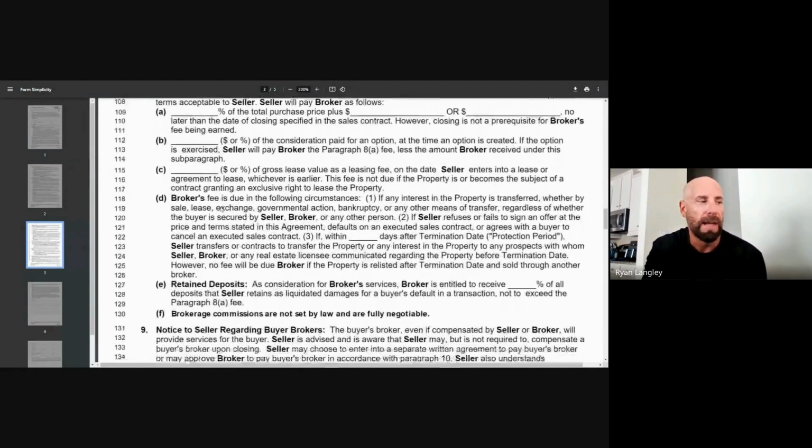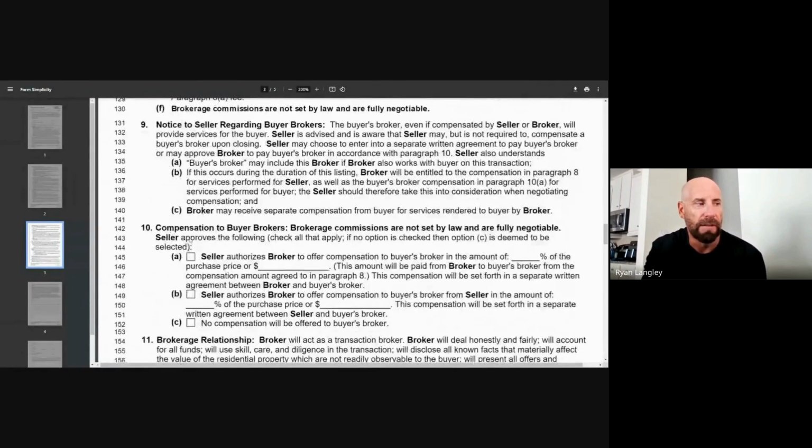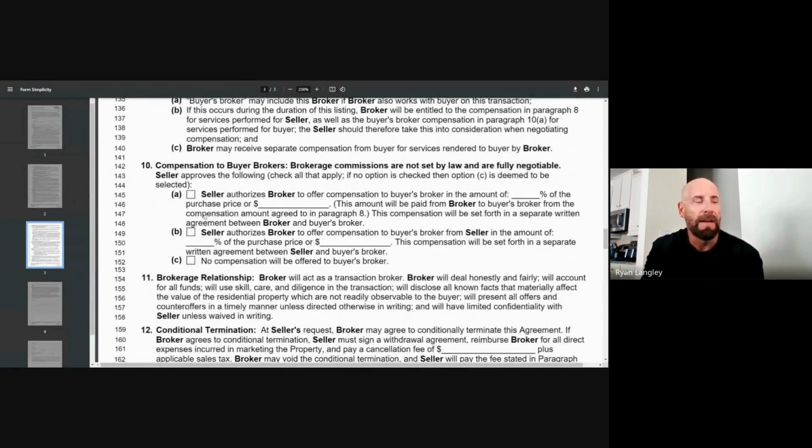And then you go down to, it used to be in the next paragraph, but now they have all these notices. So go down to 10. 10A is old school, 6%, 3 and 3, whatever. This is what they all used to say. Seller authorizes broker to offer compensation to buyer's broker. And so this is when you would do the other 3 or 2.5 or 2 or whatever it is you're offering the other side. I had somebody yesterday put 3% here and then put purchase price, and they thought this said of $350,000. That is not how this works.